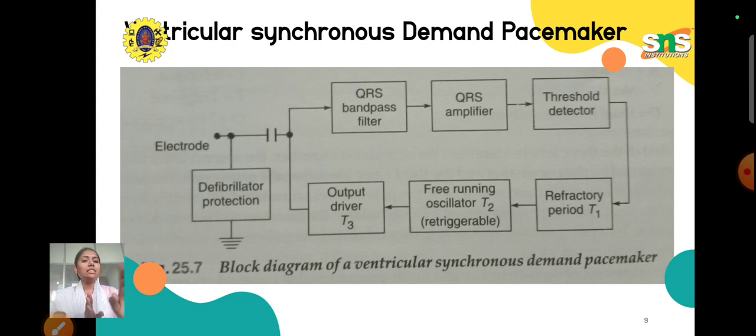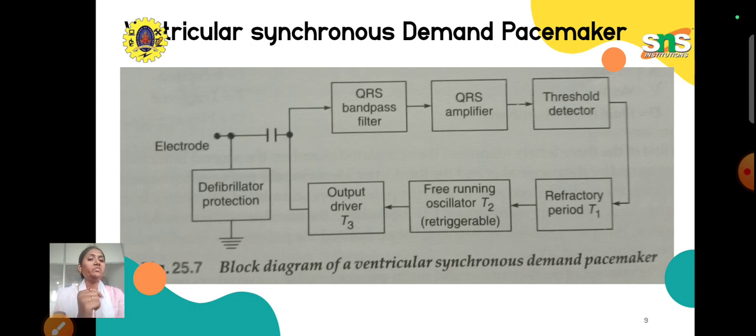Okay, so let's see the block diagram of this type of pacemaker. You have the electrodes, because we need to sense. After sensing only do we get to know whether there is a need for pacemaker function or not. So for sensing and also for giving the impulse, we need the help of electrodes, through which all of this will happen. So the first block is the electrode.